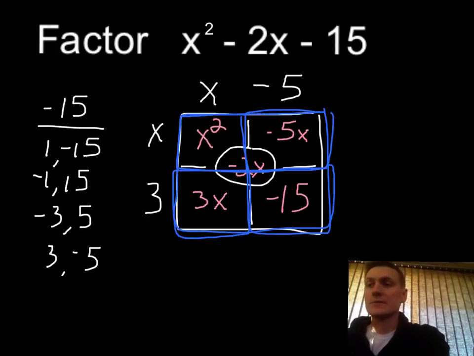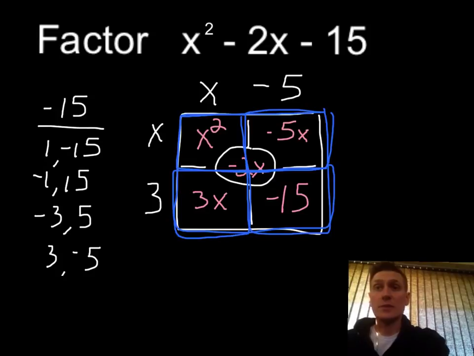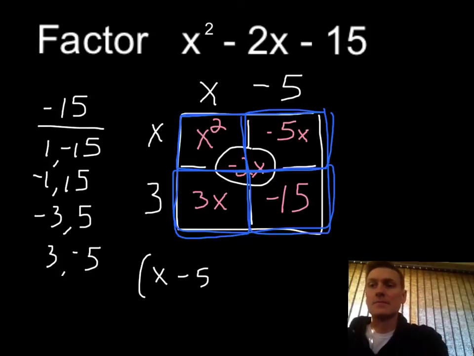Again, your factors are located on the outside of the box: x minus 5 and x plus 3. So our factors, the factored form of x squared minus 2x minus 15, becomes x minus 5 times x plus 3 in parentheses. And that is fully factored.